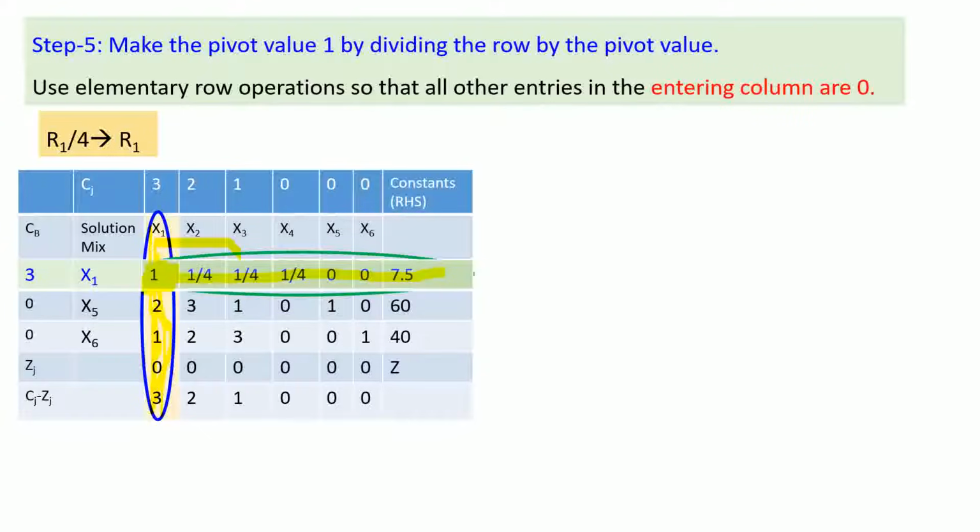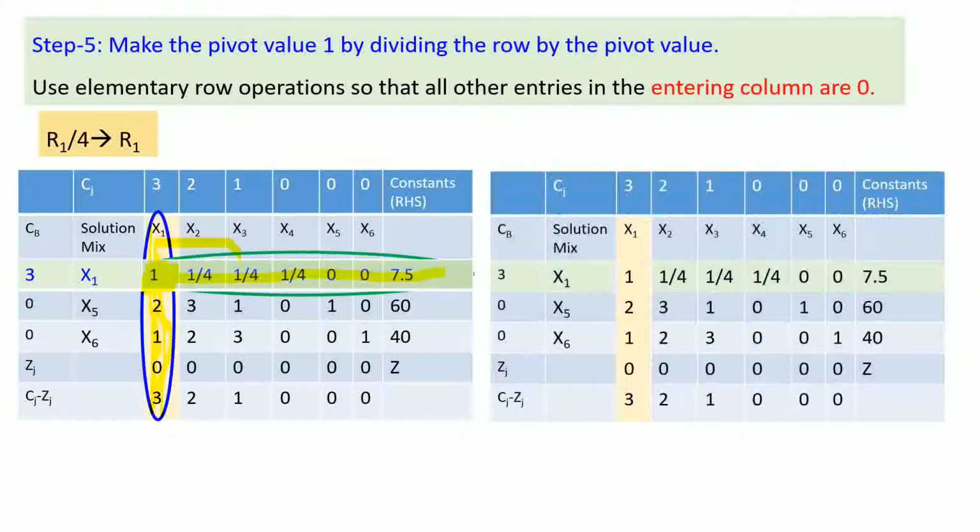And now onwards, using different matrix operations, we have to make all the pivot column values, all the values except the pivot value, 0.